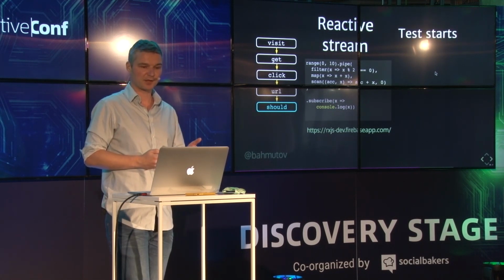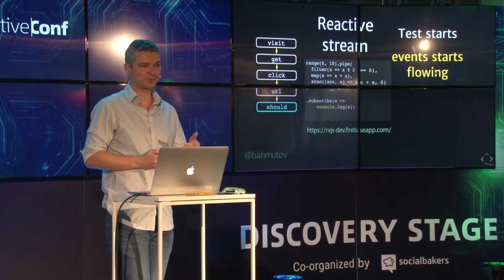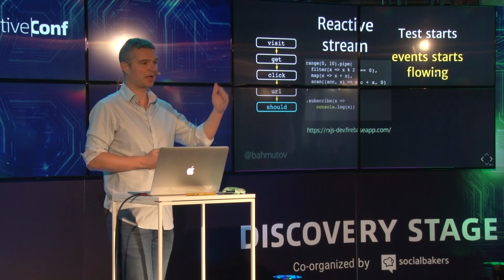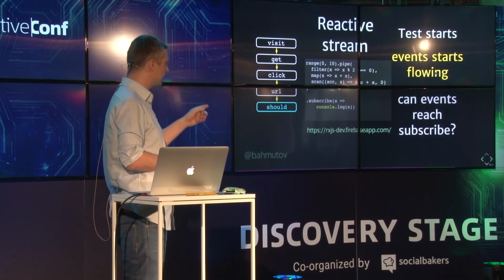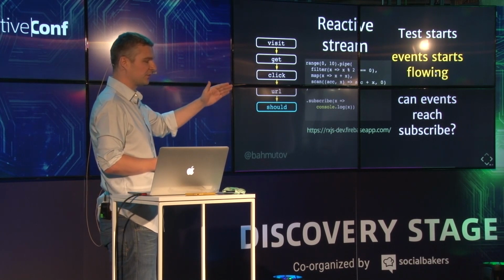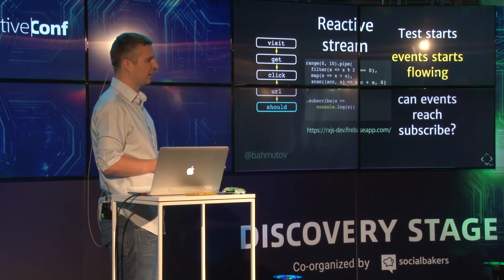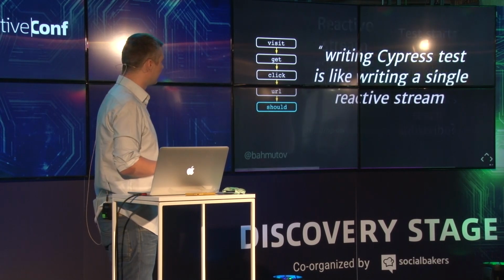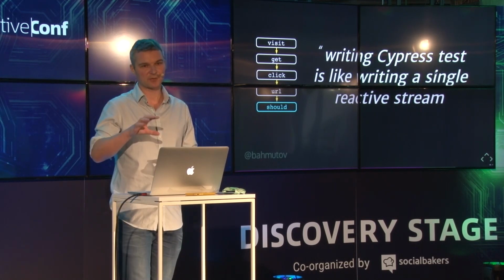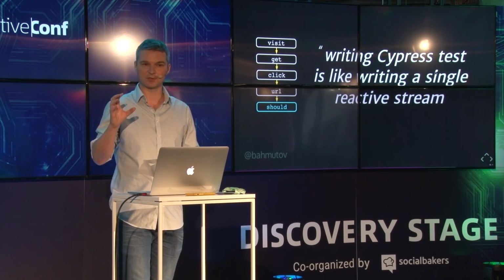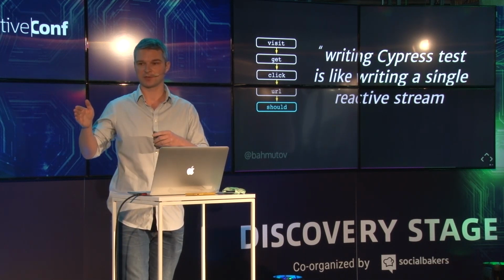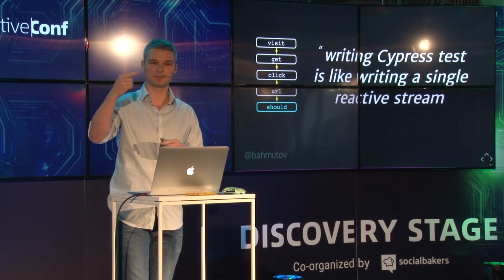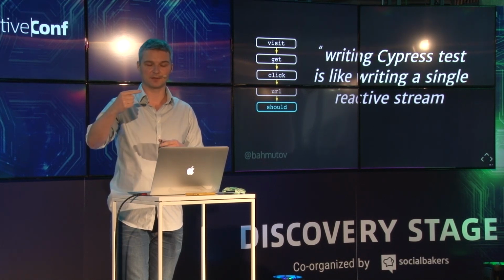So when the test starts, we do the same thing. Just like events start flowing through a reactive pipeline, our commands start executing, retrying, and so on. And if the events finish, if you finished subscribe, that means you went through the whole reactive stream, and you actually reached the end of the pipeline. So writing a Cypress test is almost like writing a single reactive stream, where you flatMapLatest every operation, and you take only one event. A command passes, and you continue.